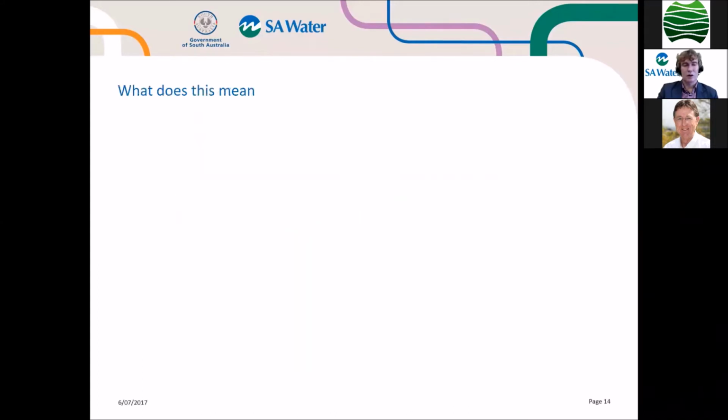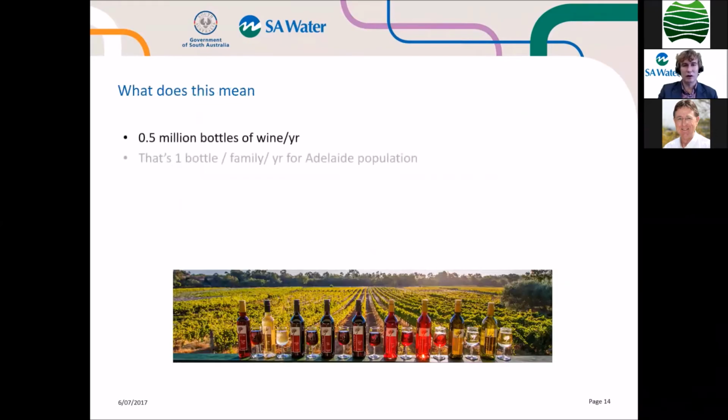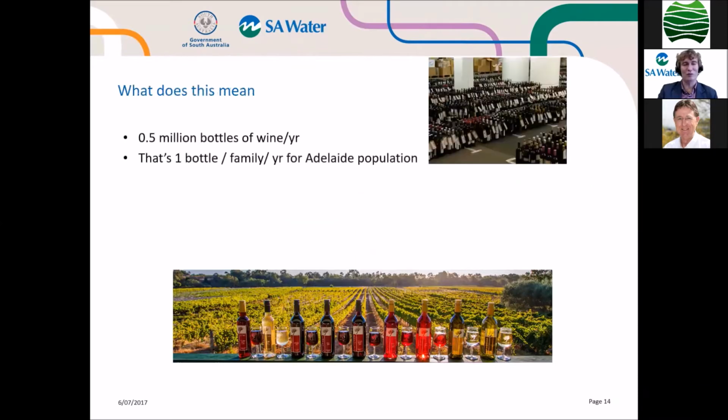So what does this mean for the area? I suppose it means 500,000 bottles of wine, which you can't argue with. That's about a bottle per family per year that comes directly from the recycled water MAR at Aldinga. So, a great contribution to the productivity in that area and to revenue within the state.